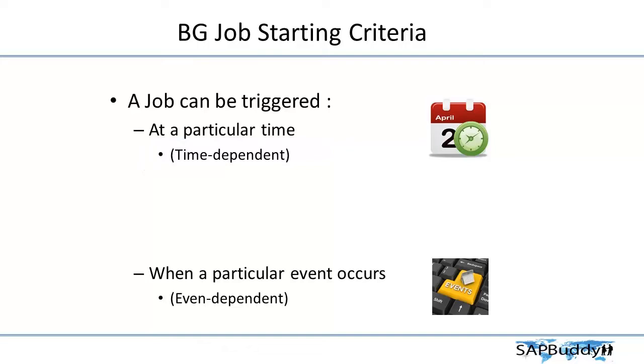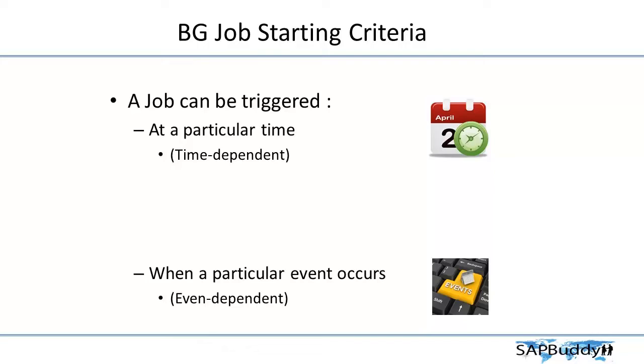However, we also have the option that you want to trigger a background job right now. You have an option to say start immediately. Then it will start immediately as soon as you save the particular job. That is also possible, and it is also called a time dependent background job. You can also schedule it after some time or after a period, on a specific date and specific time. That is called a time dependent background job.